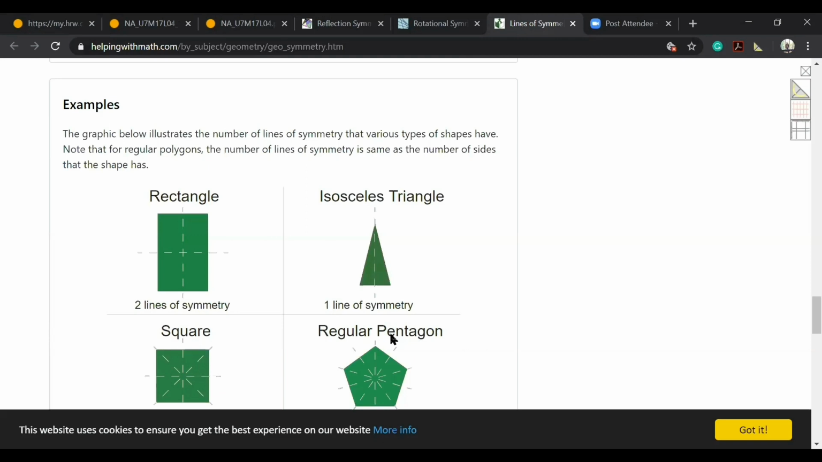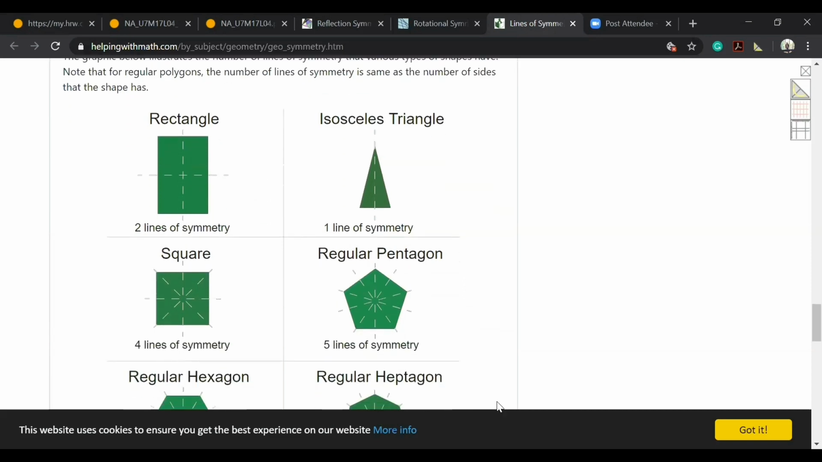Okay. Regular pentagon. What is a pentagon? A pentagon, girls, is any figure that has 5 sides. The word penta means 5. So I have 1, 2, 3, 4, and 5. And since you have the word regular, regular means all sides are equal. So I have 5 equal sides. So how many lines of symmetry do we have? We don't even need to count. 5, right away.